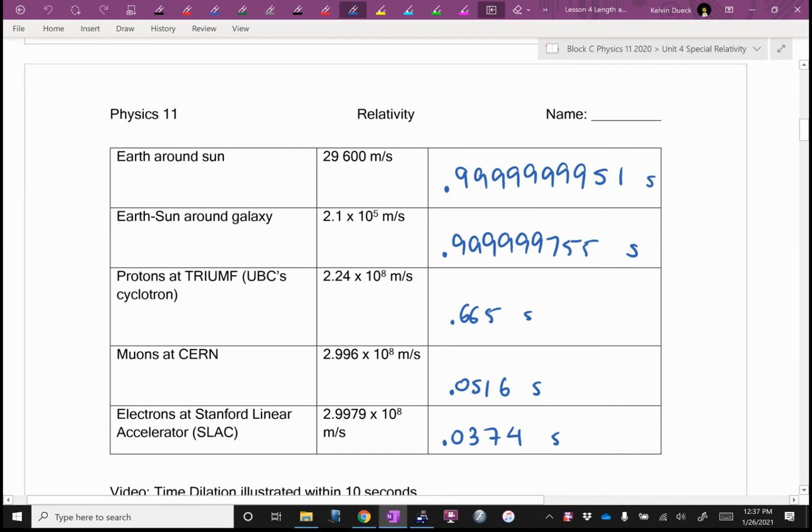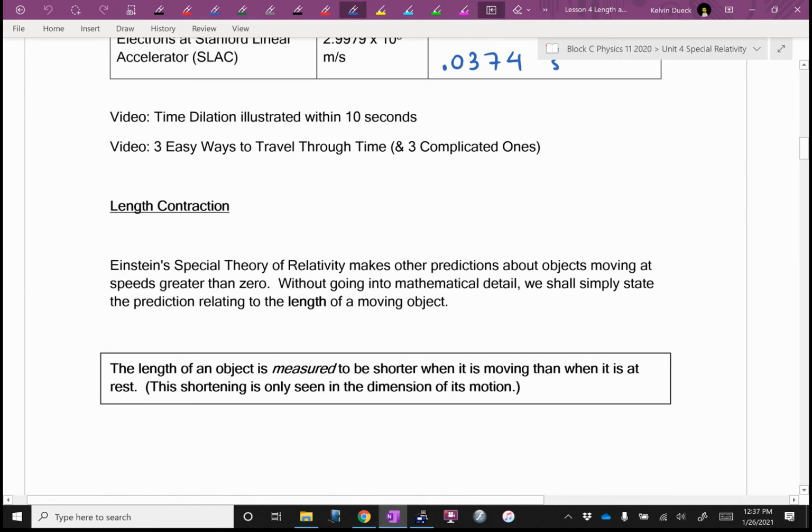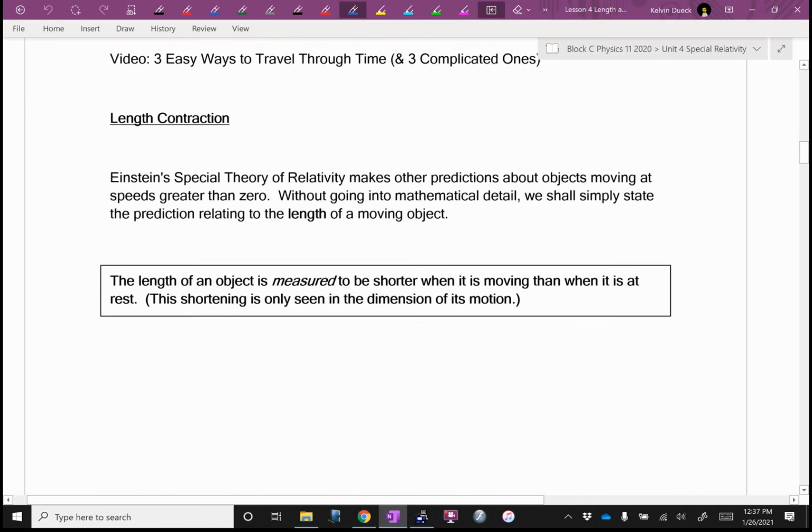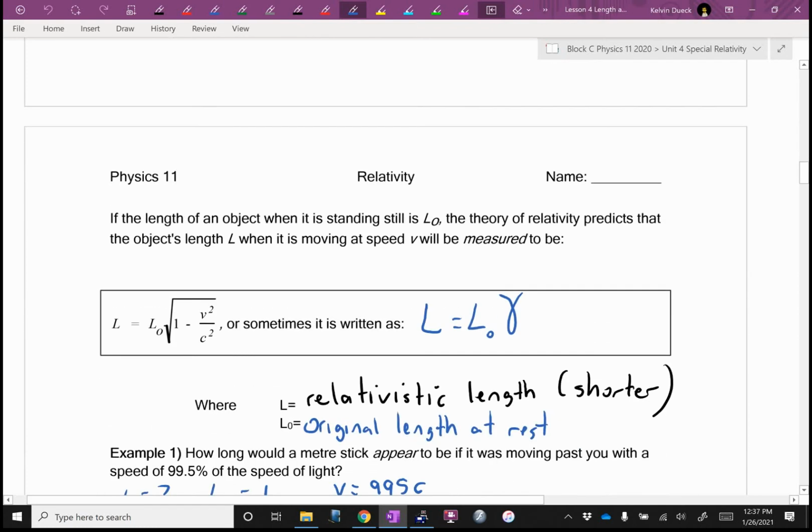And we said, even Earth around the sun, that's not going to affect your life. Well, once you start talking about particle accelerators or things like that, then it starts to make a difference. Then we talked about length contraction. I didn't prove this equation with you exactly, but I said it turns out objects that are moving appear shorter.